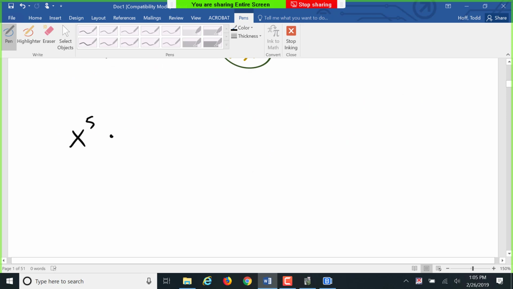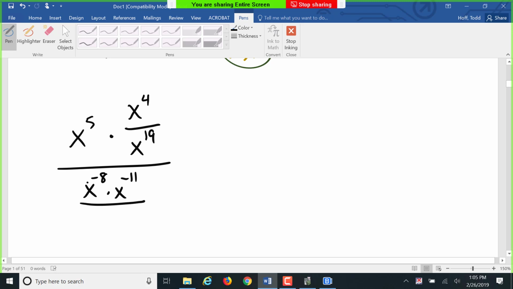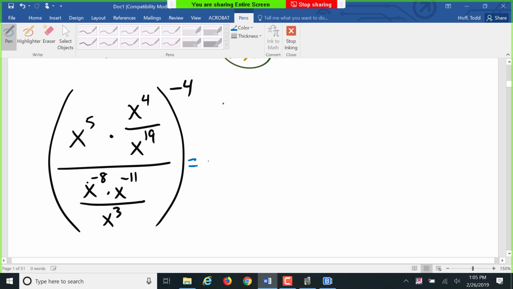So let's take x to the 5th times x to the 4th over x to the 19th, over x to the negative 8th times x to the negative 11th over x to the 3rd, all to the power of negative 4. Told you I had to make it worse. Almost tempted to take the sharp stick over this one.